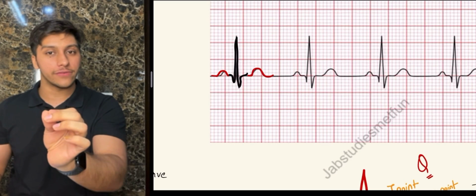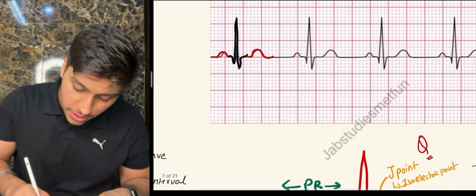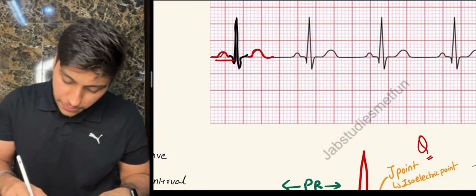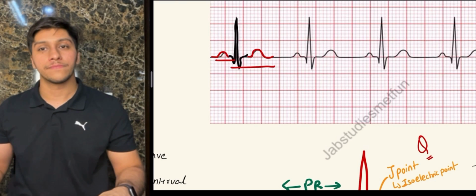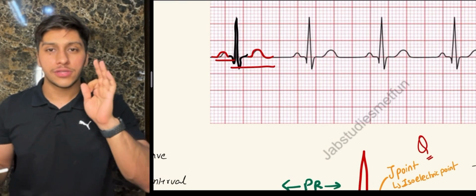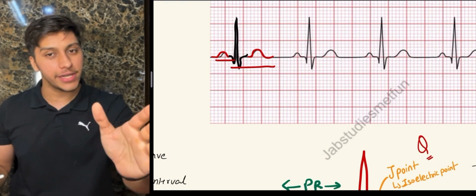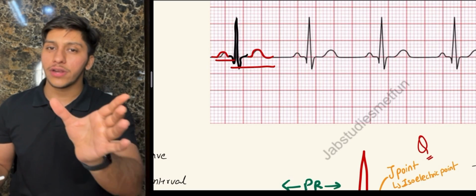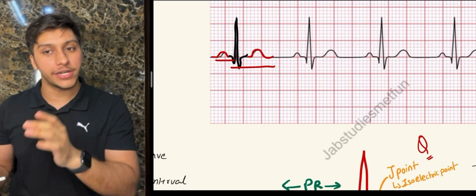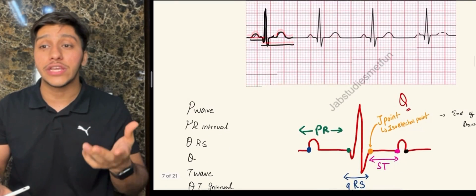Then you have intervals. One is going to be your PR interval, the other one is going to be your QT interval. Simple, so far so good. 3 waves, P, QRS, and T. 2 intervals, PR interval and your QT interval. Now, what is the meaning of all these?